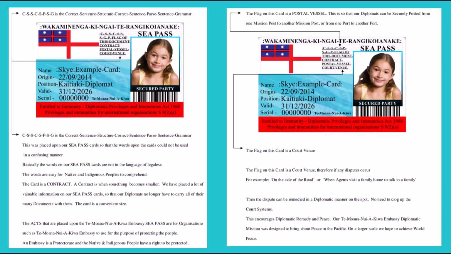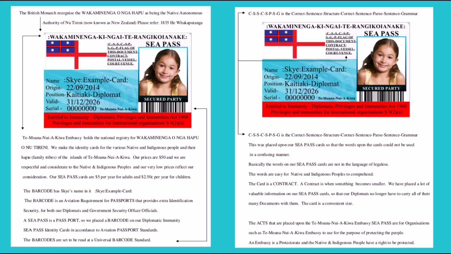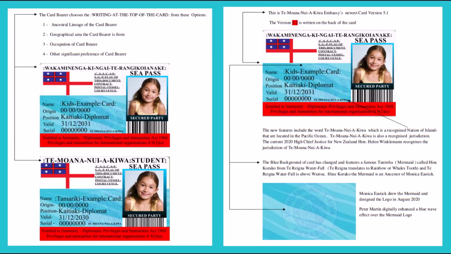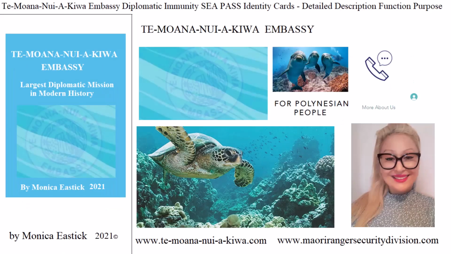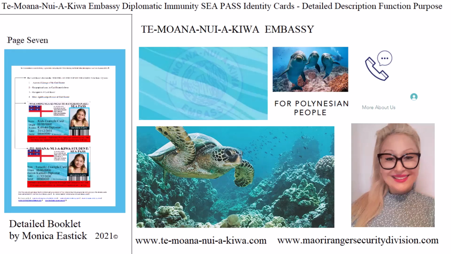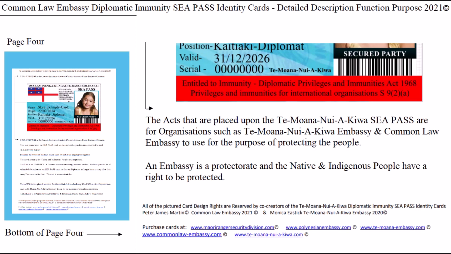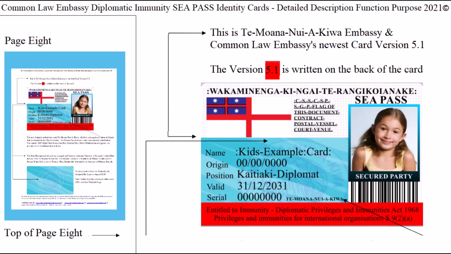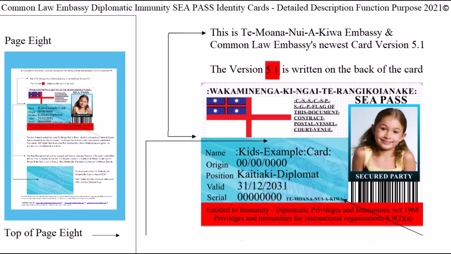Common Law Embassy and Te-Moana-Nui-A-Kiwa Embassy Immunity C-Pass Identity Cards, Detailed Description, Function and Purpose, a booklet created by Monica Eastick for both the Common Law Embassy and Te-Moana-Nui-A-Kiwa Embassy. This is the Te-Moana-Nui-A-Kiwa Embassy and the Common Law Embassy's newest card version 5.1. 5.1 is written on the back of the card, and that clearly identifies it from the other versions. You can view these cards on either website.